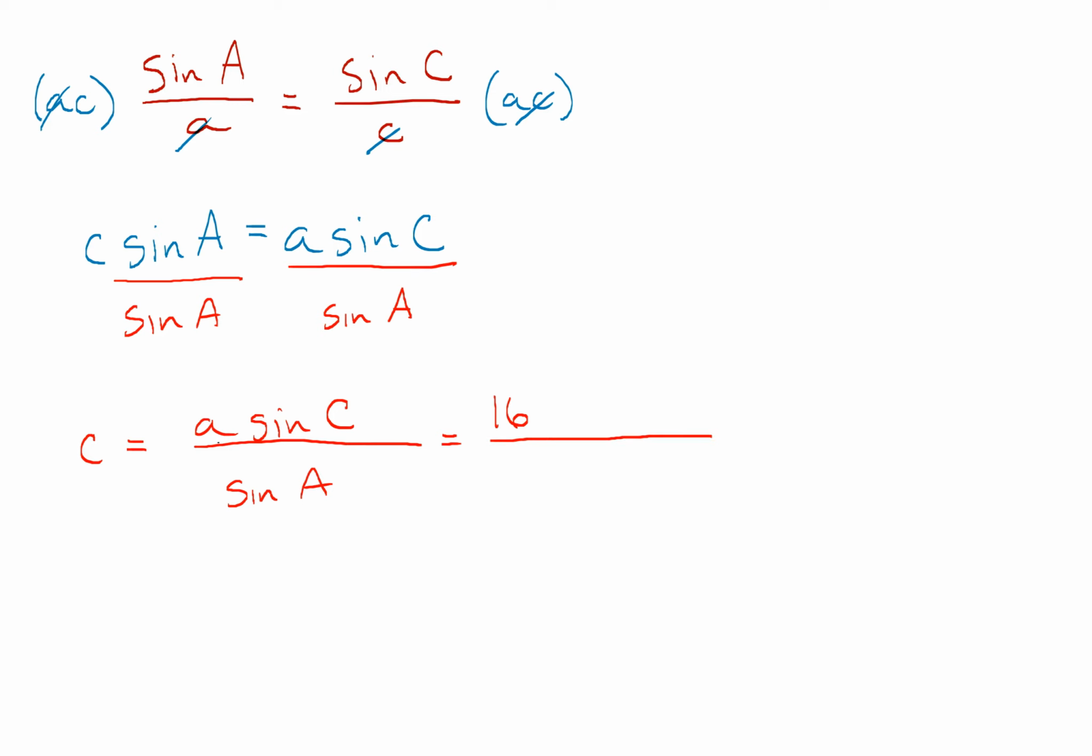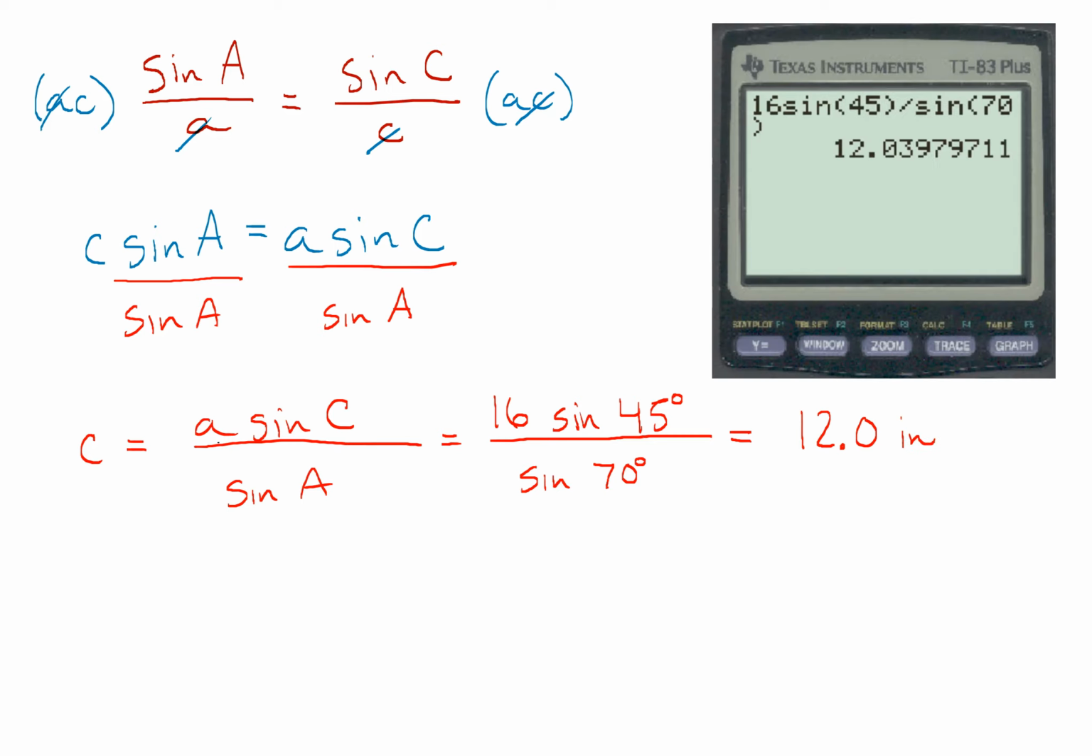So I got 16 from the previous slide. I got a 45 from what we calculated on the previous slide, and 70 from what was given to us. Punching that into a calculator, I got 12.0 inches. All right, this is a little snippet of a TI-83 calculator.